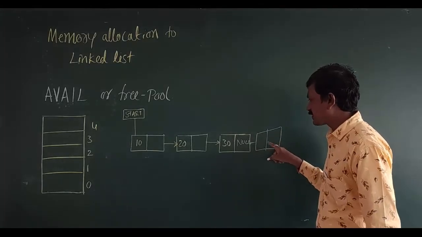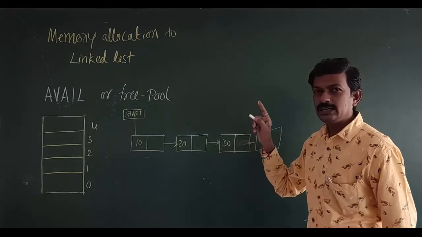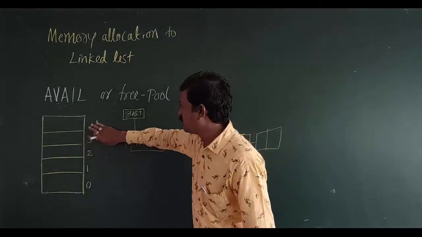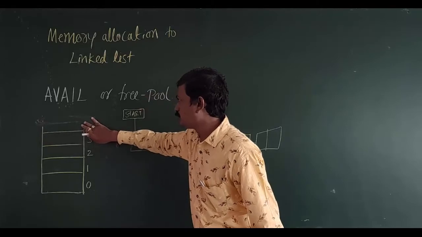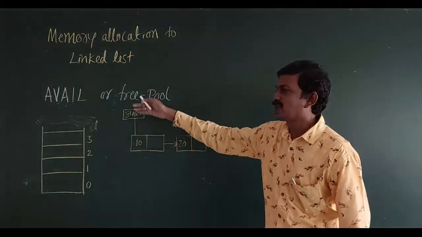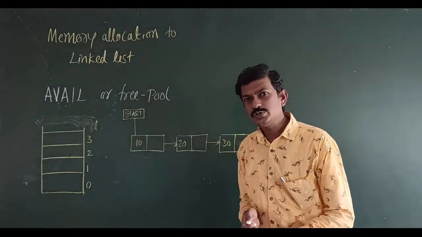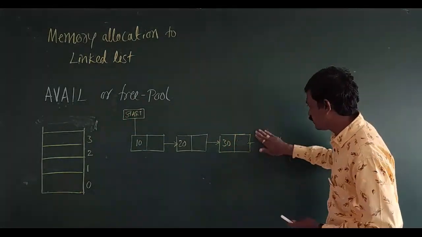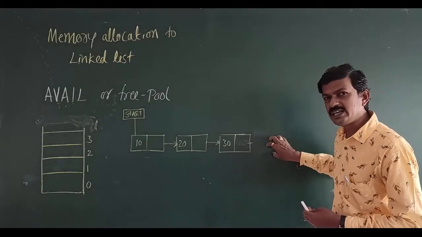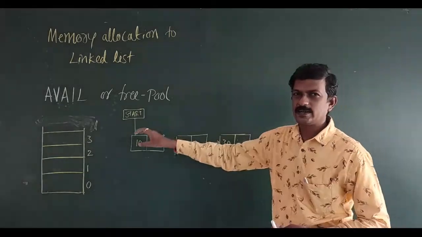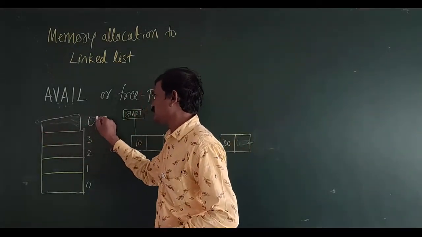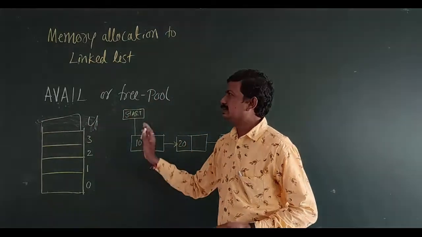If we created an extra node, then the memory will be allocated from this avail list. The particular node is allocated to this linked list, which decrements the size of the avail list. Once you delete a node from the given linked list, this memory goes back and is stored in the available list once again. So once again it will be 4.